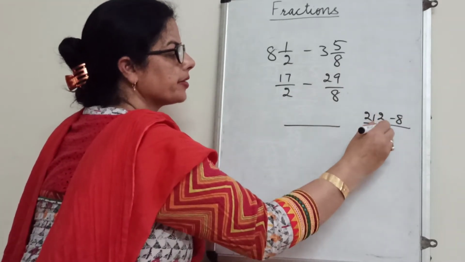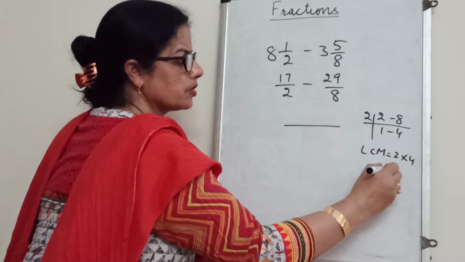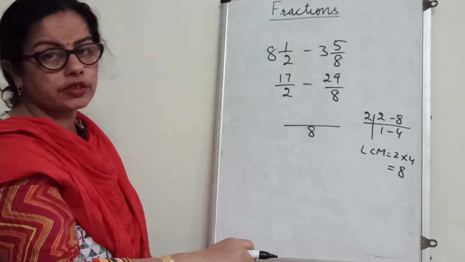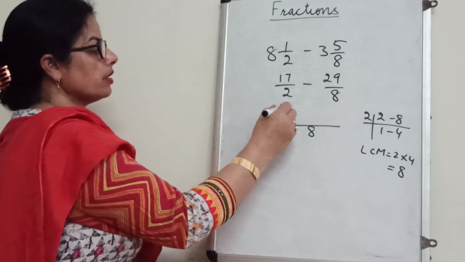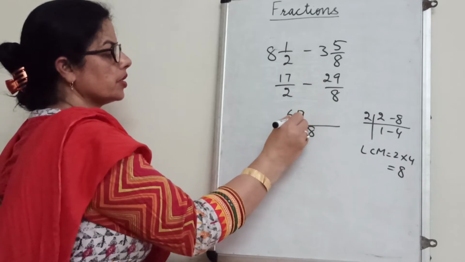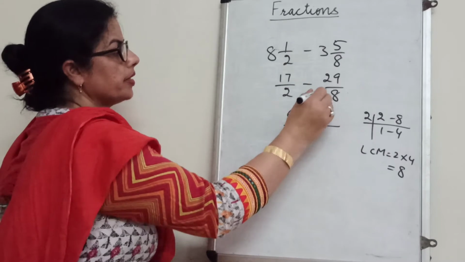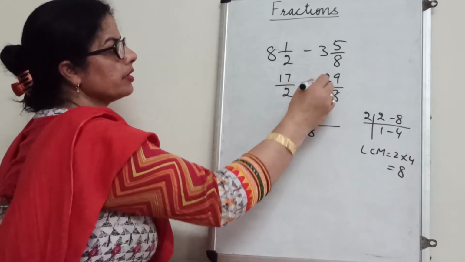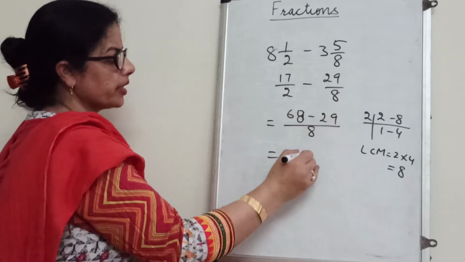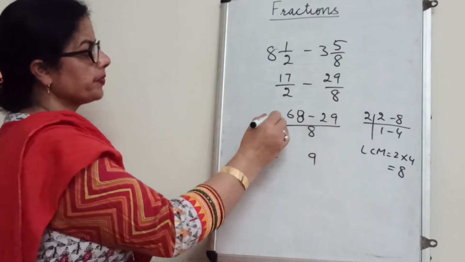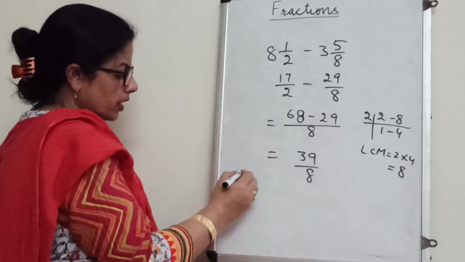LCM of 2 and 8. LCM will be 2 4s, that is 8. 8 will be the LCM. In the table of 2, 8 comes at 4. 17 4s are 68. 68 will be there. And here in the table of 8, 8 comes at 1. 29 1s are 29. Now 68 minus 29 is 39. So 39/8. Now you can change it into a mixed numeral.